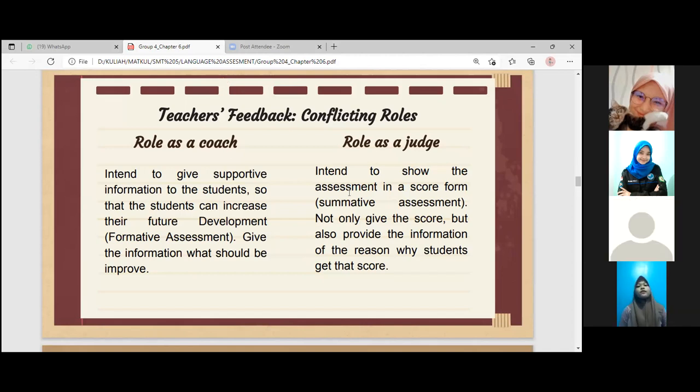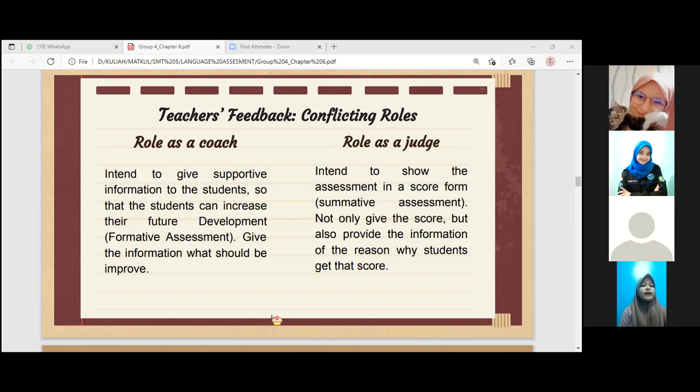All right, thank you for the challenge. Now I am going to explain about teacher's feedback has conflicting roles, and then the second is about assessment and student motivation. The first is teacher's feedback has conflicting roles. So in giving feedback, teacher's feedback has two roles. The first is as a coach, and the second is as a judge.